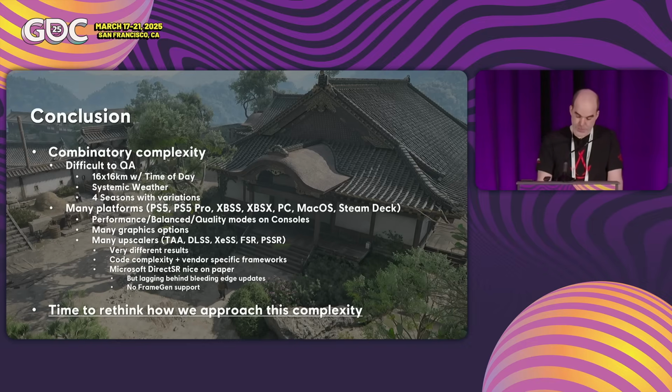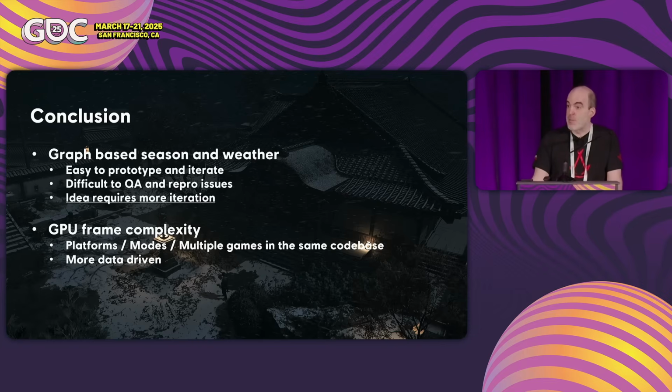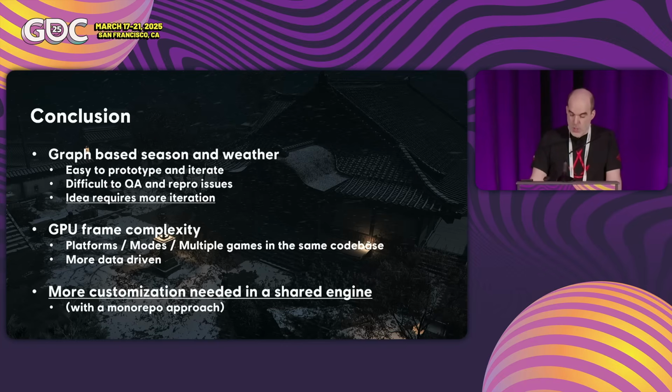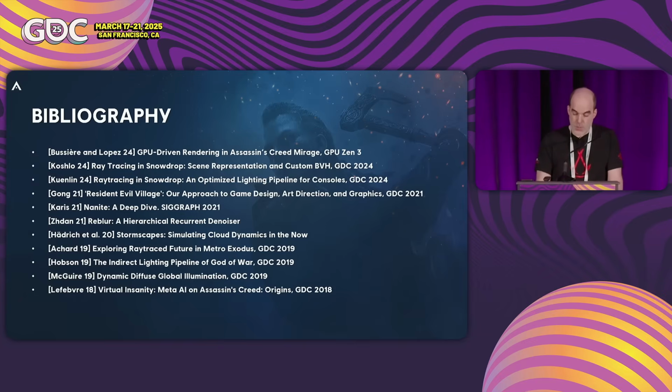And finally, graph-based seasons and weather made it very easy to prototype and find the right recipe for the game. But again, difficult to QA and repro issues. And we think it's an idea that requires more iteration and maturity. But we definitely want to push frame modularization and customization further, especially in the context of a monorepo and a shared engine. So for some bibliography.